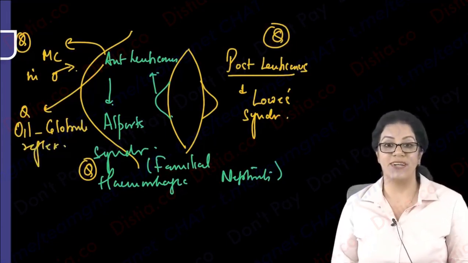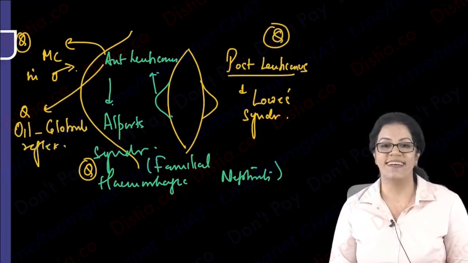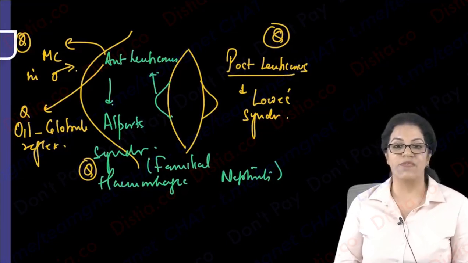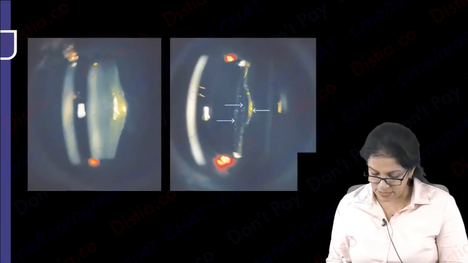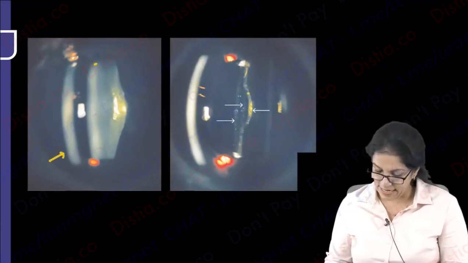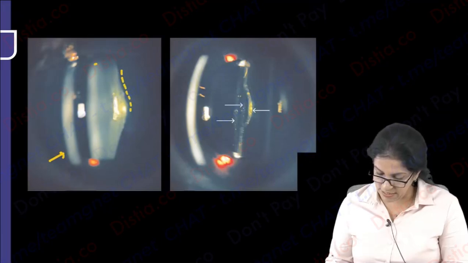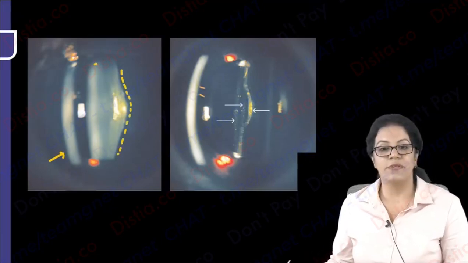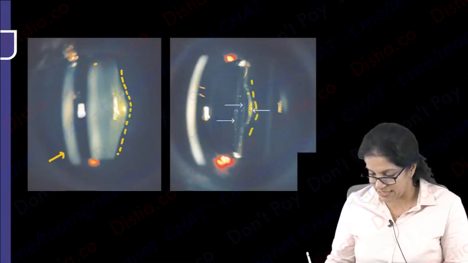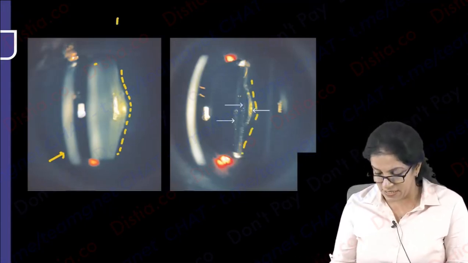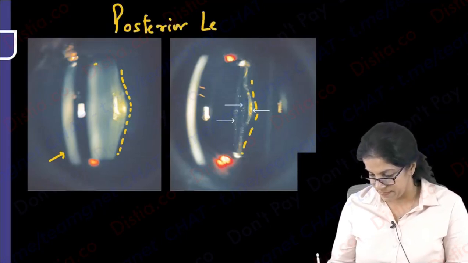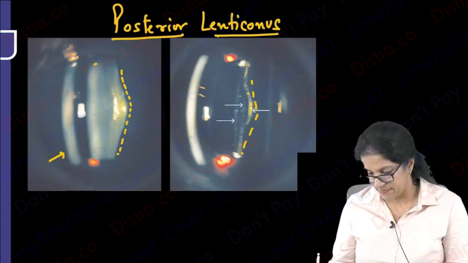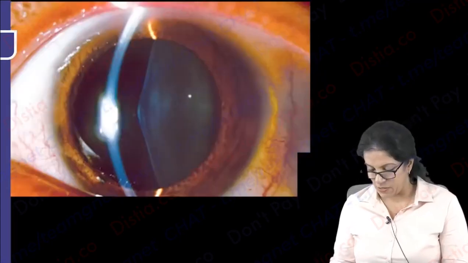We just talked about oil droplet cataract. So many oils here, huh? So now it is oil globule reflex. Let's see what it is. Have a look. So if you see here, this is the corneal section and this is the lens, and we can see the posterior conical protrusion. So we are looking at posterior lenticonus. So this is your posterior lenticonus. Right? Okay.